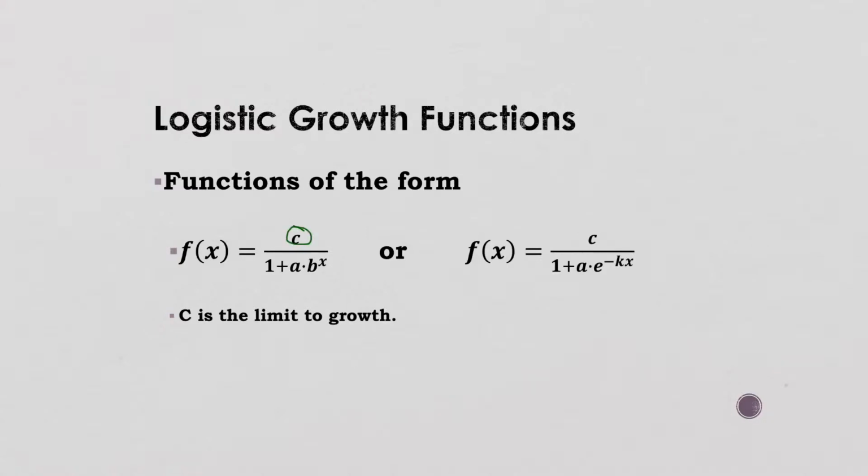limit to growth. A logistic function is similar to an exponential function in that it grows and grows and grows, but it has a top. It has a point where it can't grow anymore. So you almost have an asymptote. At the top it has an upper bound, and C is that limit to growth, so it's as high as it could grow.